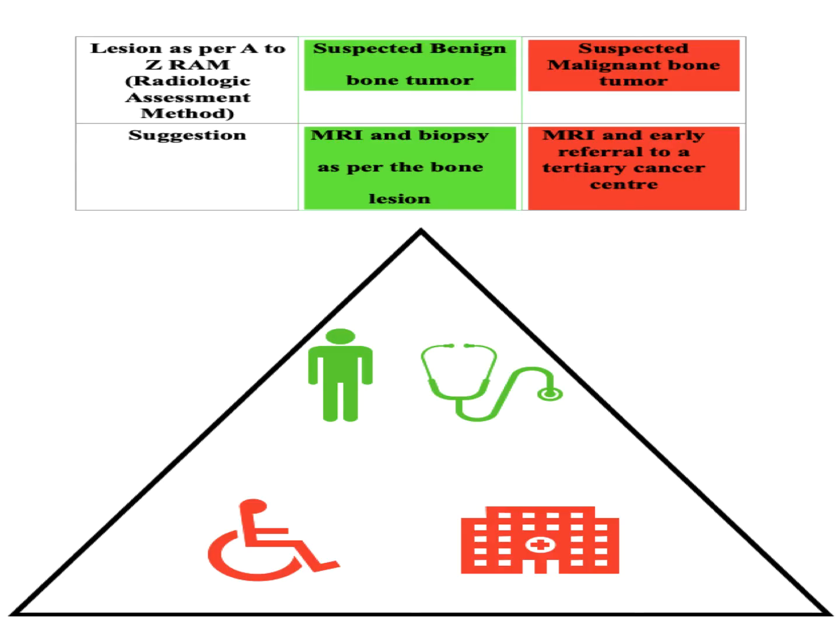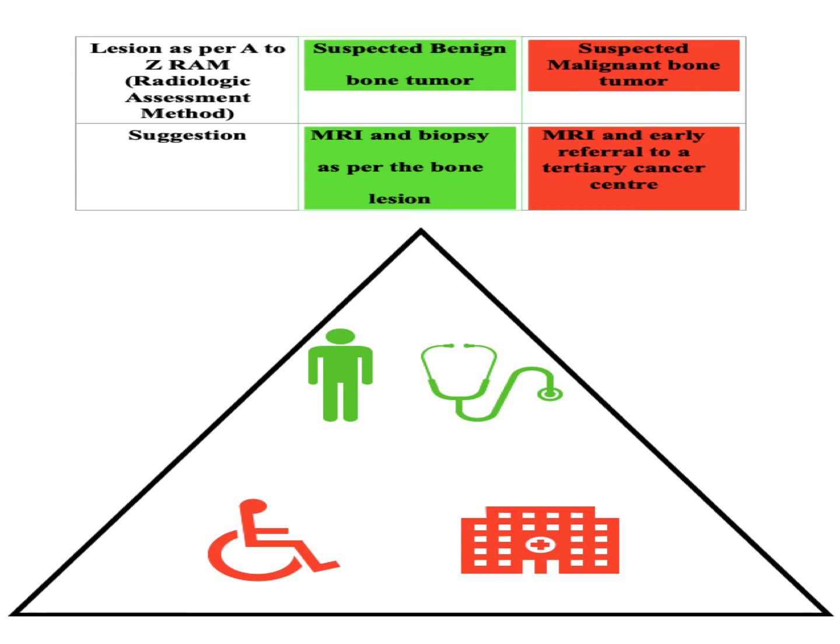We formulated a simple method, that is A to Z RAM, and if the radiograph looks green, it means the suspected bone tumor is benign. So we'll get an MRI of the patient and biopsy as per the type of lesion. If the lesion looks benign and a biopsy should be performed, it should be based on all the principles of biopsy for bone tumors. And if we suspect a malignant bone tumor, get the MRI done and refer the patient at the earliest to a tertiary cancer care center so that the treatment is not delayed.